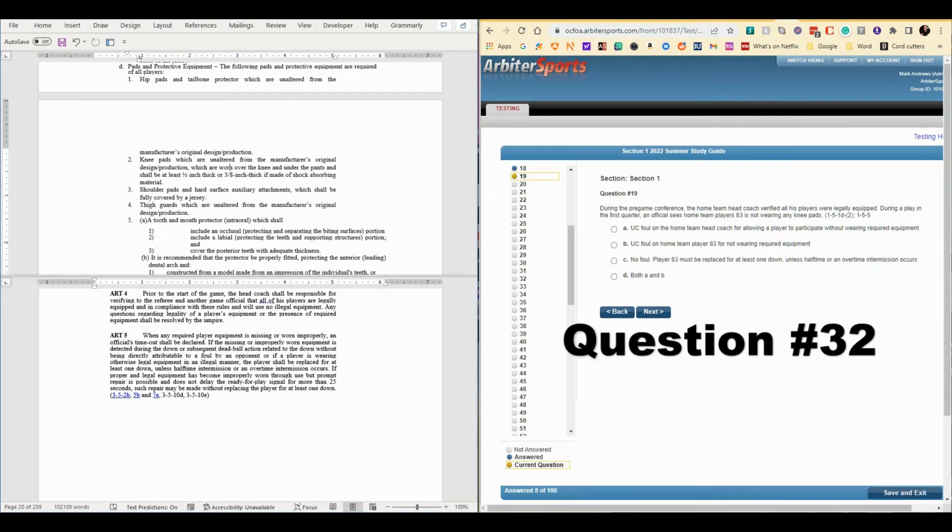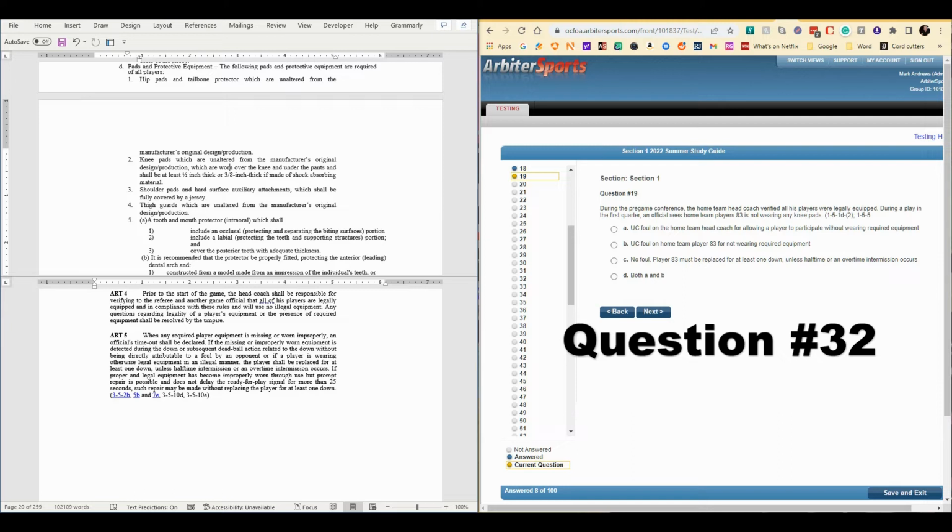Okay, question number 19. During the pregame conference, the home team head coach verified all his players were legally equipped. During a play in the first quarter, an official sees a home team player, 83, is not wearing any knee pads. So is this an unsportsmanlike conduct foul on the team coach? Is it an unsportsmanlike conduct foul on the player? Is it no foul and the player just must leave the game for at least one down? Or is it both A and B?